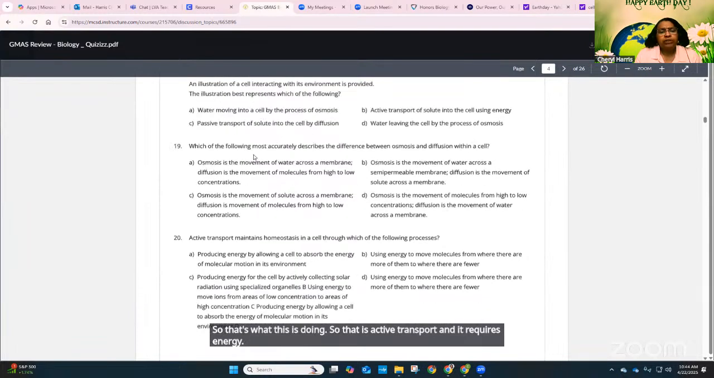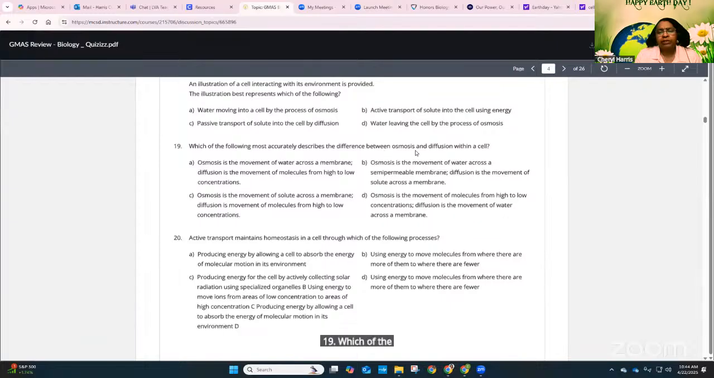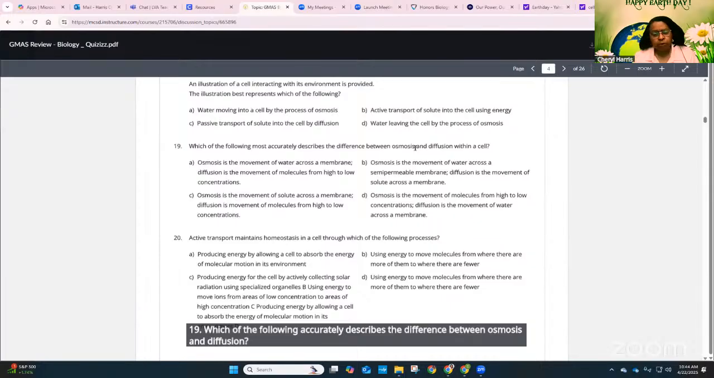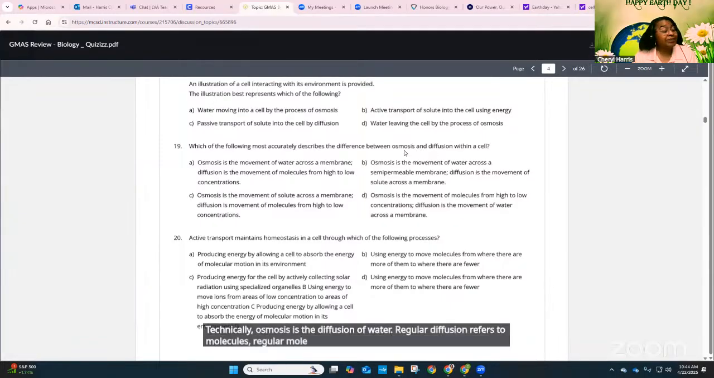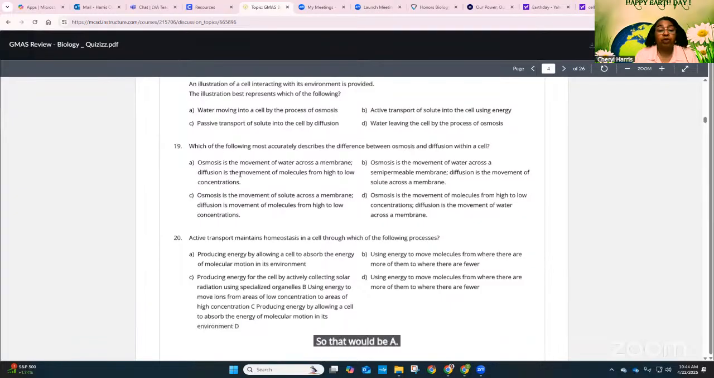19. Which of the following accurately describes the difference between osmosis and diffusion? Technically, osmosis is the diffusion of water. Regular diffusion refers to regular molecules. Osmosis is only the diffusion of water. So that would be A: the movement of water across a membrane, and diffusion is the movement of molecules. And again, from high to low concentrations.